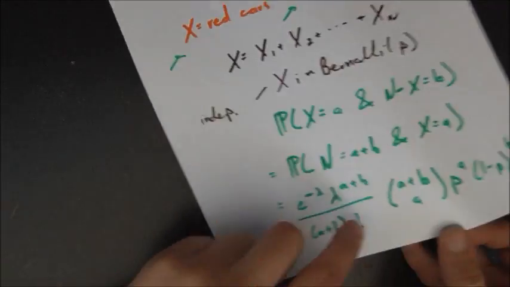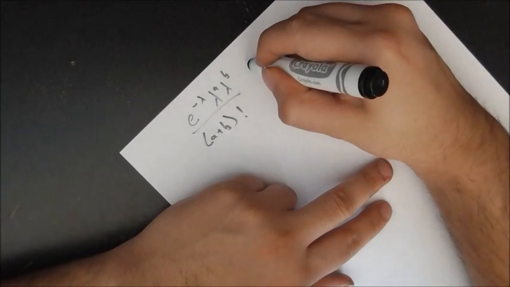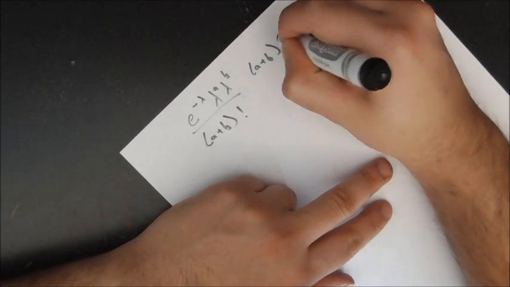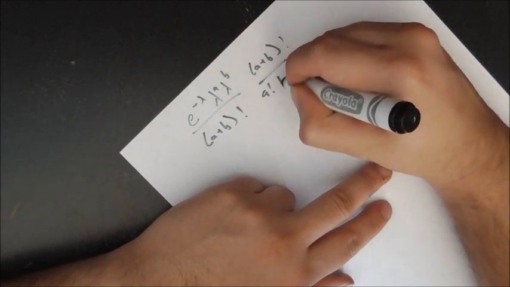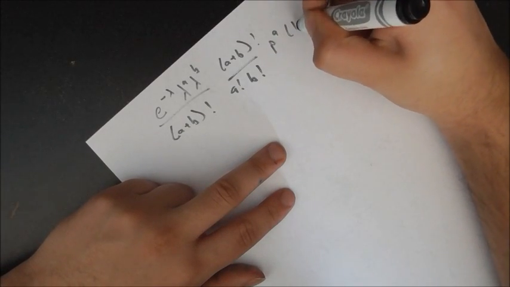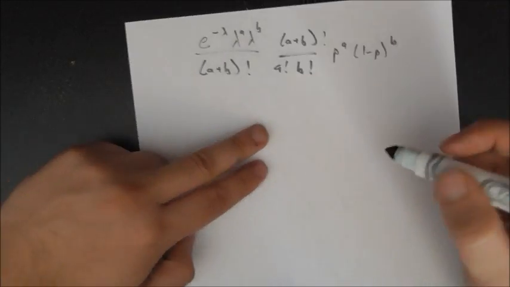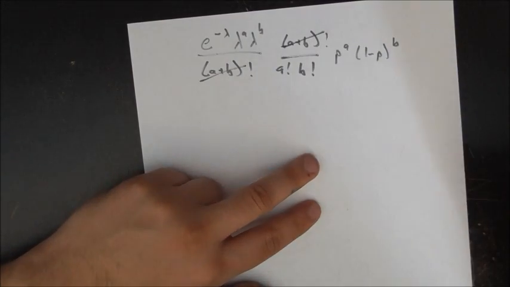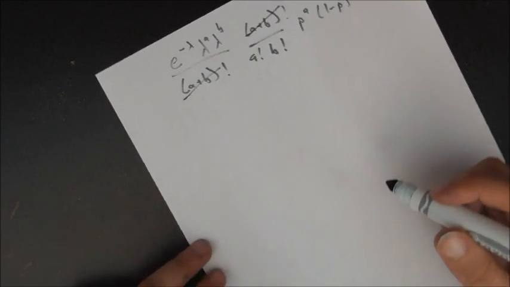And then I'm going to take this binomial coefficient and break it up into what it really is. So it's going to be (a plus b) factorial over a factorial b factorial, and what's remaining is p to the a, 1 minus p to the b. So we have p to the a, 1 minus p to the b. So here we have a nice cancellation right here, and let's see what else we can do about this.